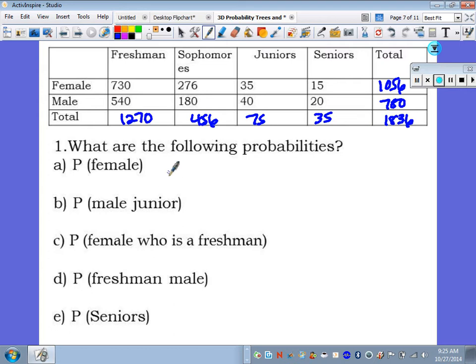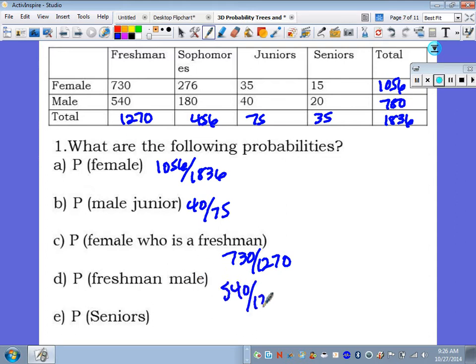So now, probability that your student is a female. So we have 1,056 females out of this many students. So 1056 over 1836, okay? Male juniors, okay? So juniors, and they're male, 40 out of 75. Female freshmen, okay? 730 out of 1270, okay? Freshman male, again, 540 out of 1270.